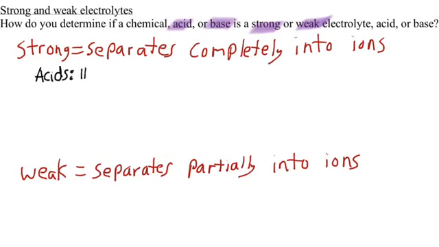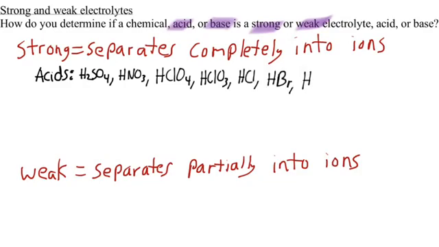For the acids, the list to memorize is sulfuric, H2SO4, nitric, HNO3, perchloric, HClO4, chloric, HClO3, hydrochloric, HCl, hydrobromic, HBr, hydroiodic, HI.